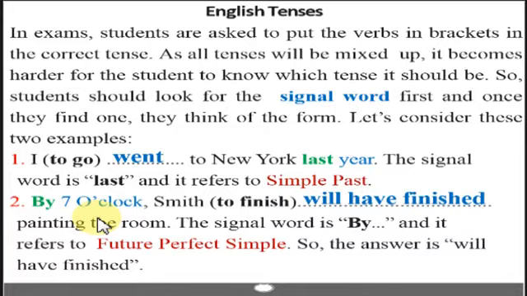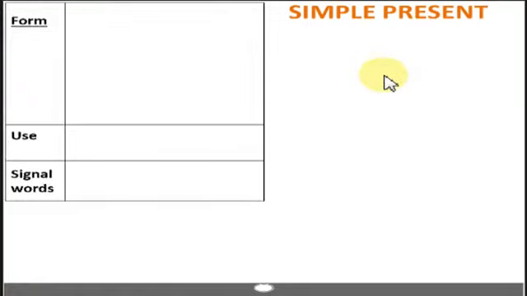So let's have a review of tenses, and we are going to start with the simple present. So let's revise the form, the use, and the signal word, and then we move to the practice. So the form of simple present, so we're going to talk about the verb to be, then we're going to talk about the other verbs.